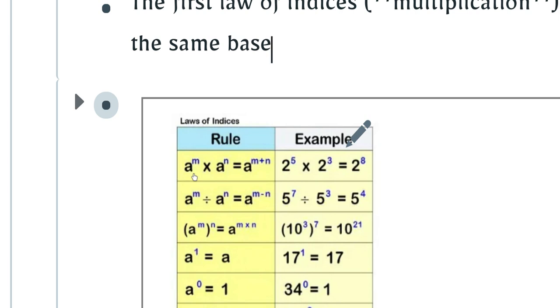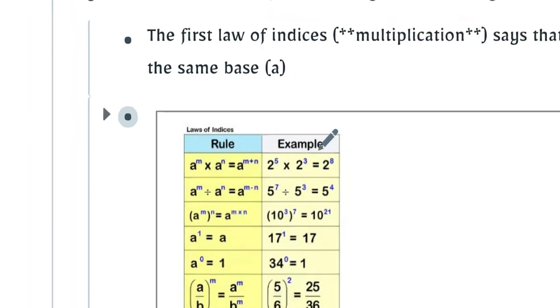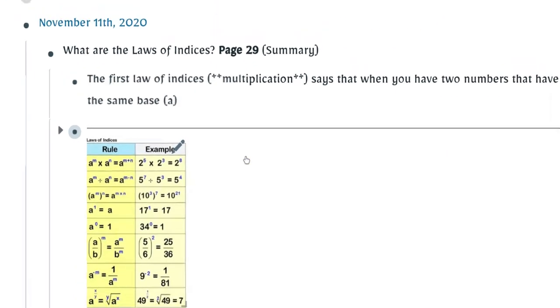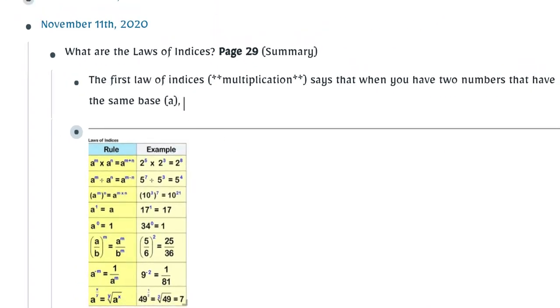If we have A to the M multiplied by A to the N, what would be the base in this calculation? The A. Excellent. So we're going to say the base is A. So if we have two numbers that have the same base, for example A, and they are being multiplied, we add the index.